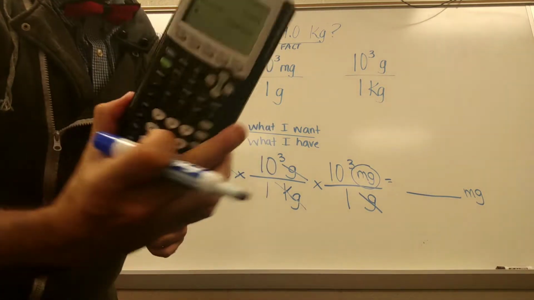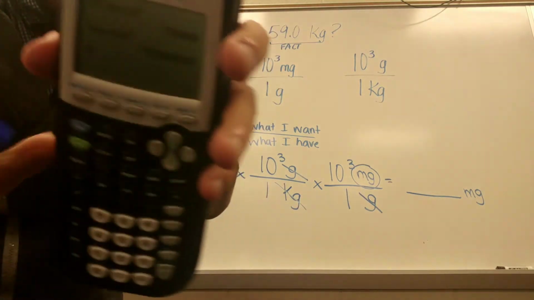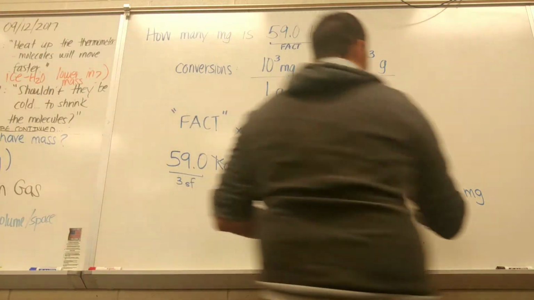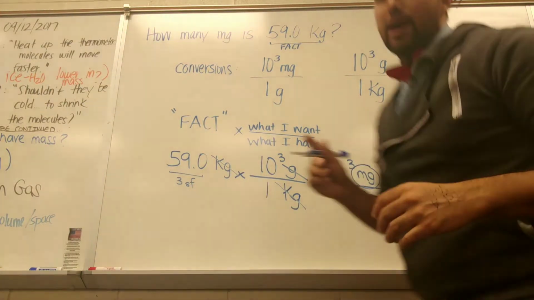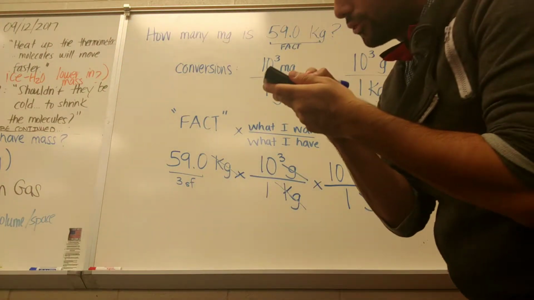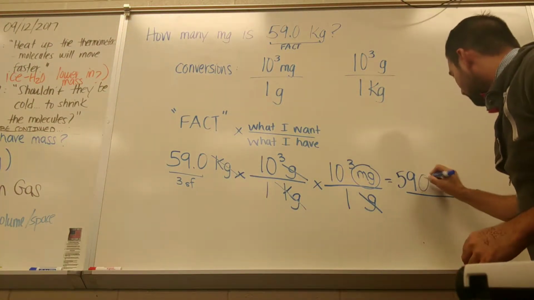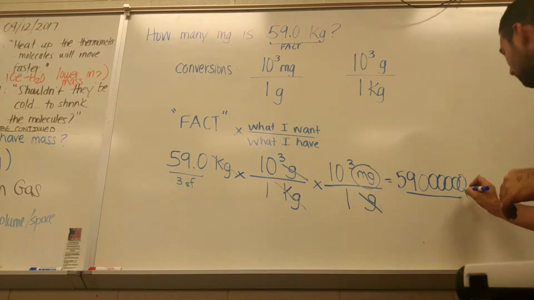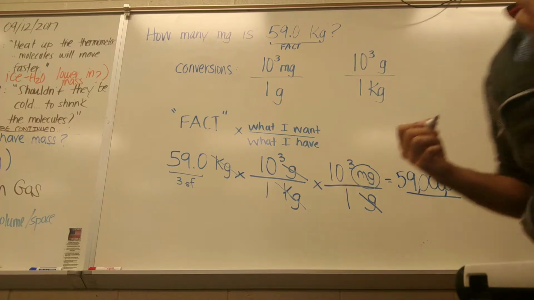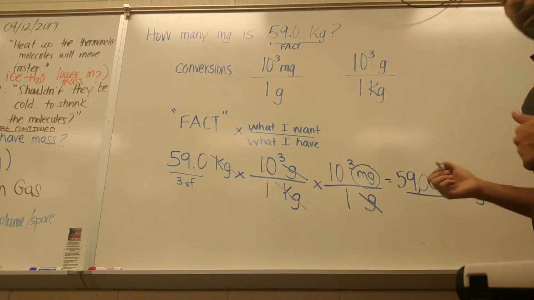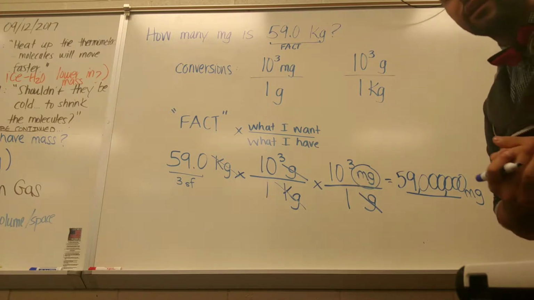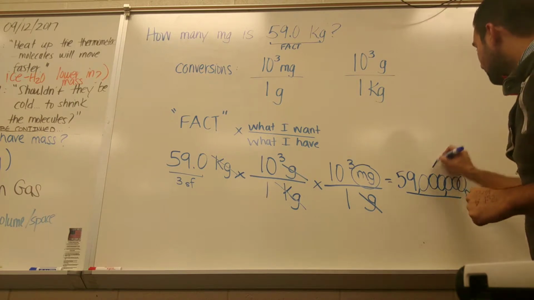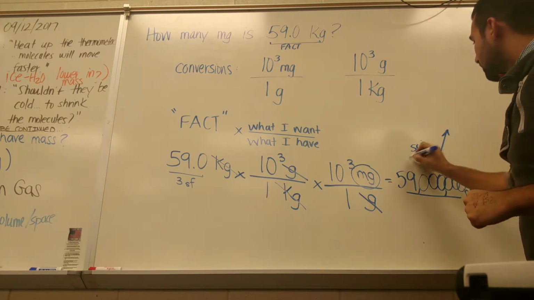I will get this crazy large number. I don't know if you could see it, but it's like 59 and then just a bunch of zeros. So I'm going to write that number down. So 59, and then I have 1, 2, 3, 4, 5, 6 zeros. So if I were to write this number, this looks like it's 59 million milligrams. Now, it's annoying and kind of not conventional to have all these zeros in a number. So remember scientific notation.